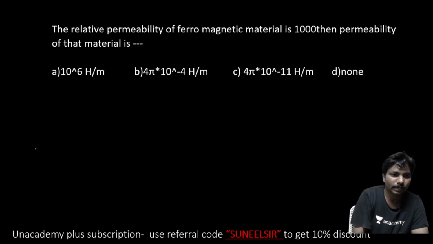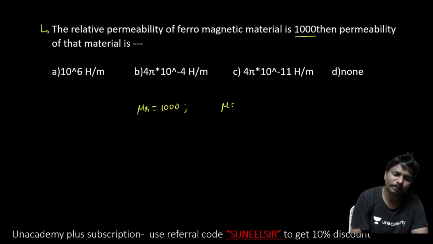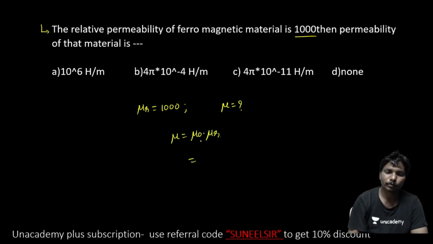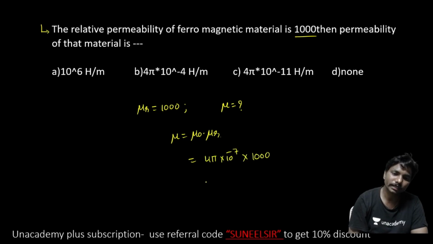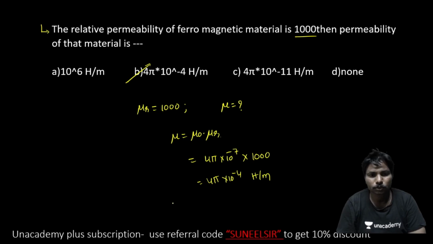Coming to the next one, the relative permeability of the ferromagnetic material is 1000. So the relative permeability is given as 1000 and it asks for the permeability. So permeability mu is equal to mu naught into mu r. Mu naught is 4 pi into 10 power minus 7 and mu r is given as 1000. So that is 4 pi into 10 power minus 4 Henry per meter. So the answer is option B. Okay, all of you clear?